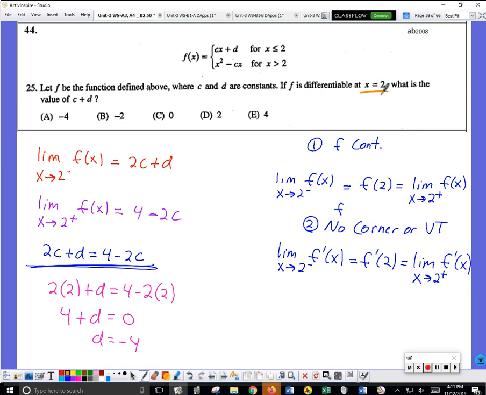Because the whole problem says f is differentiable at x equal 2, which means f must be continuous at x equal 2. We've already verified that. F must also not have a sudden change in slope at x equal 2. So what do we need to verify that f does not have a sudden change in slope at x equal 2? Check the positive limit.